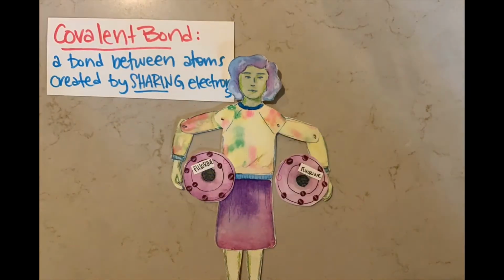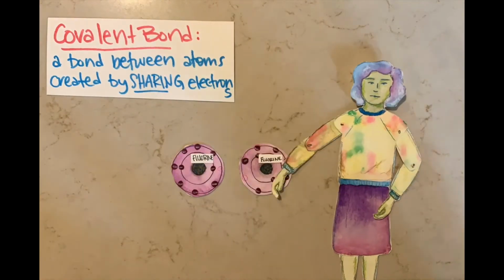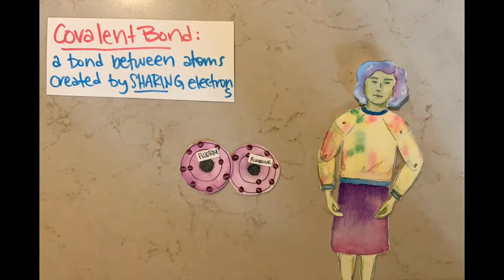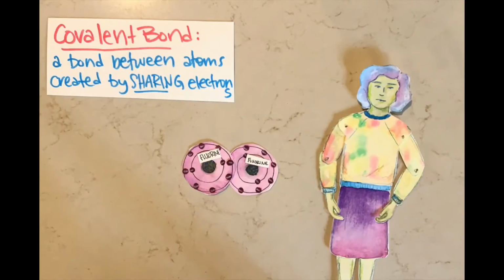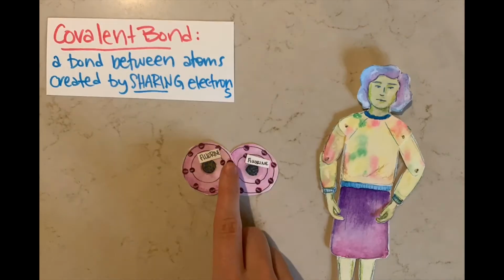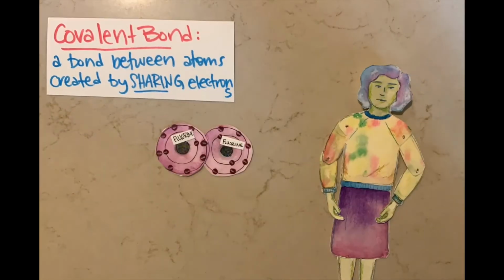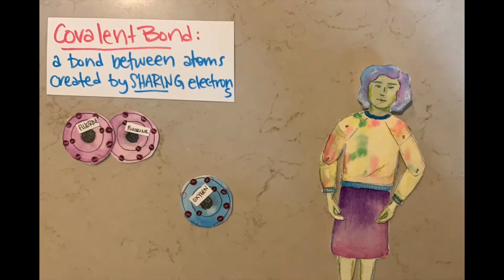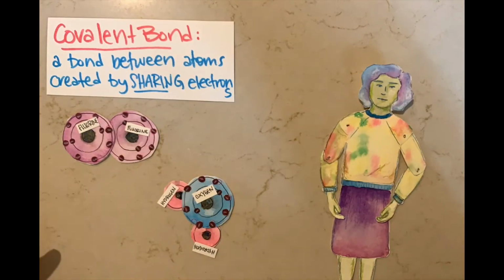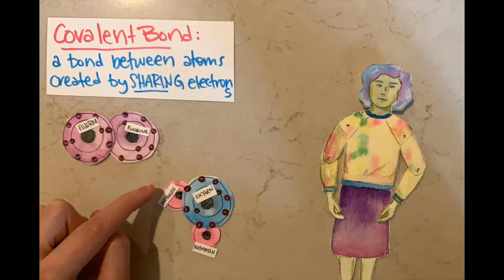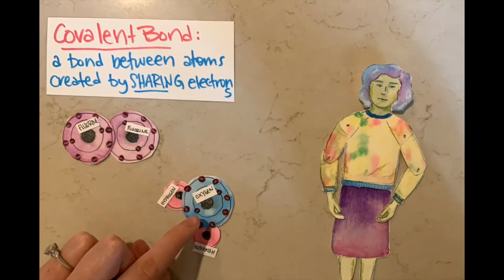Let's see how this works using these two atoms of fluorine. Each of these atoms of fluorine will donate one electron to the bond, and these electrons will be shared in between the two atoms so that both atoms have equal pull on the shared electrons. Depending on how many electrons an atom needs to have a full outer shell, it can form multiple bonds. For example, this oxygen can form a bond with one hydrogen and another bond with another hydrogen.